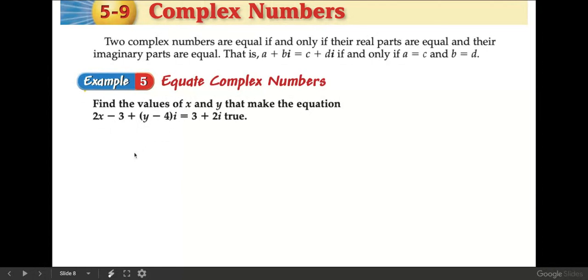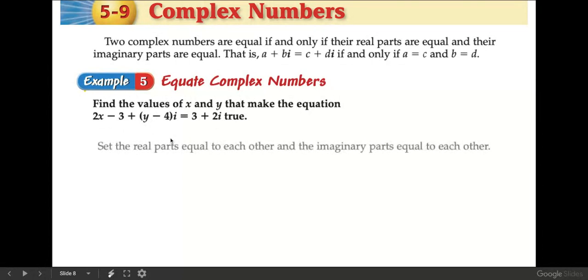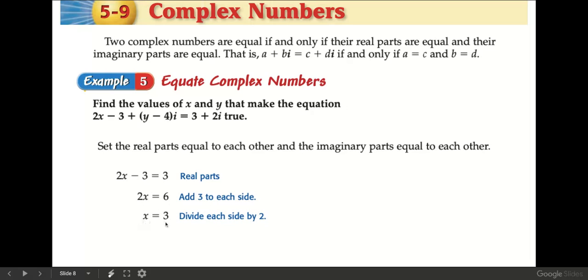So if I wanted to find out what values of x and y are going to make this equation true, well, we're going to set the real parts equal to each other, and we'll set the imaginary parts equal to each other. So the real part is 2x minus 3 here, and the real part is 3 here. So 2x minus 3 has to equal 3, the two real parts. And if I were to solve that, add 3 to both sides, you get 2x equals 6. Divide both sides by 2, x equals 3.